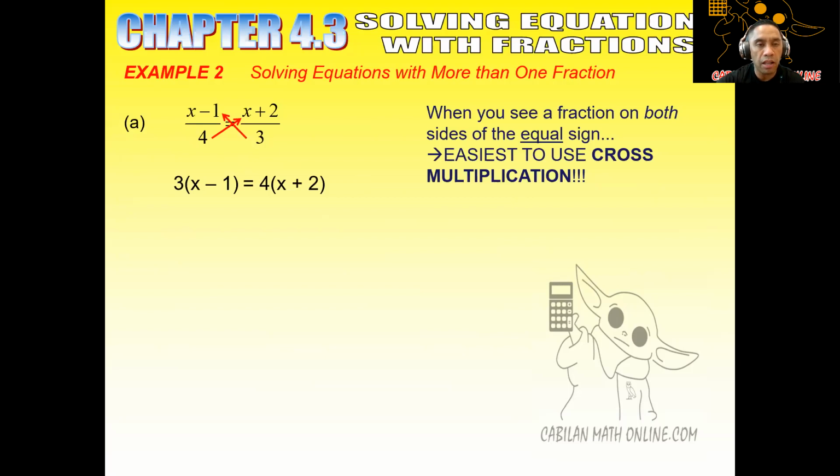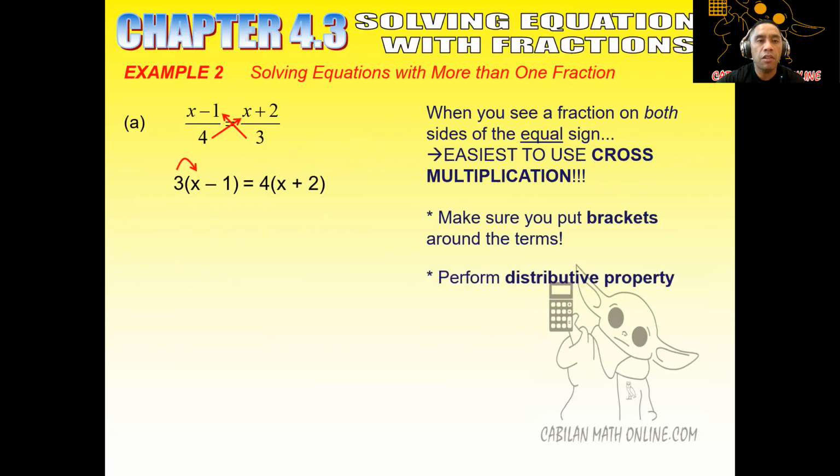So starting off with the left side here, I'm going to multiply the 3 to the x, and the 3 to the negative 1. So we get 3x minus 3 on the left side. And on the right side, we're going to distribute the 4 to the x and the 4 to the 2 by multiplication. And that will give me 4x plus 8.